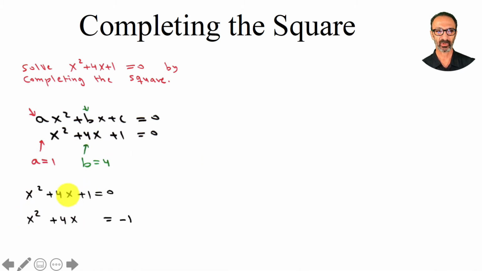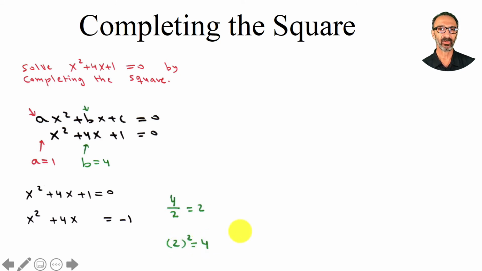x squared plus 4x equals negative 1. You move the 1 to the other side. You don't have to, but that's one way to do it. You look at the b. I'm keeping that in green. b is 4. You do side work that says the following. You divide b by 2. Take half of that. In this case, 4 over 2, which is 2. Then you square that answer. We take this 2 and square it, which is 4.